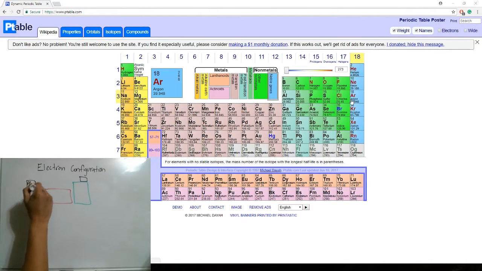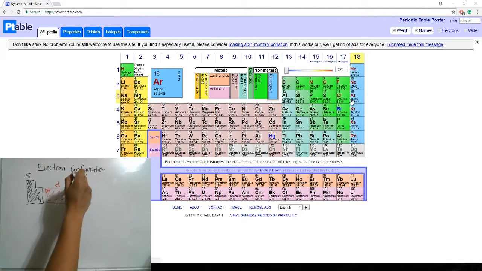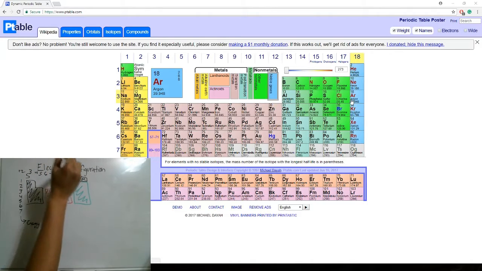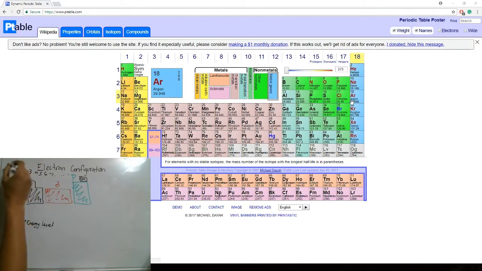So the periodic table looks something like this. Everything in the black, that's the S sublevel. Everything in the red is the D sublevel. And everything in the green is the P sublevel. And there are numbers on the left over here, and these numbers represent the energy level. And there are numbers up here, and these numbers represent the number of electrons.